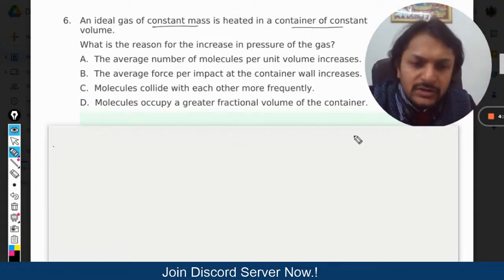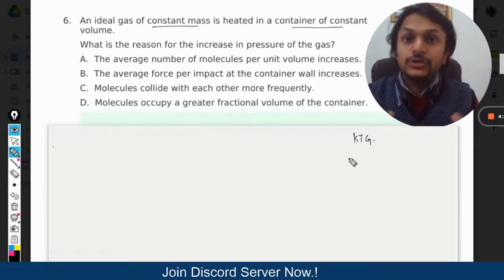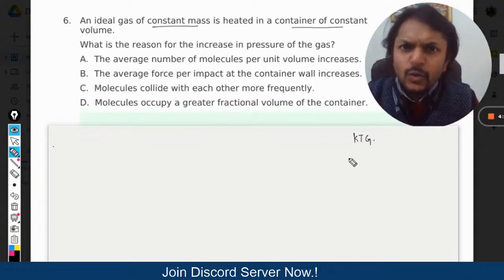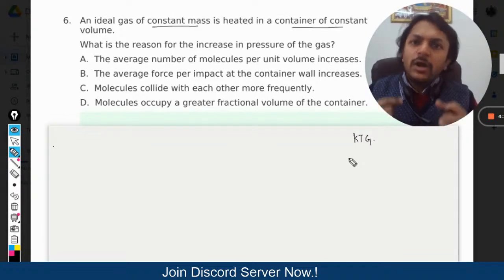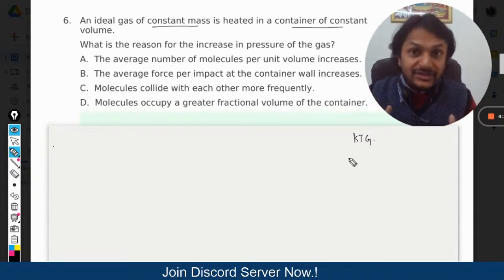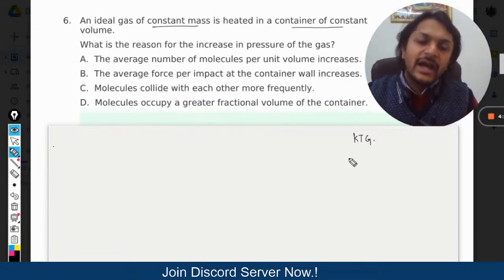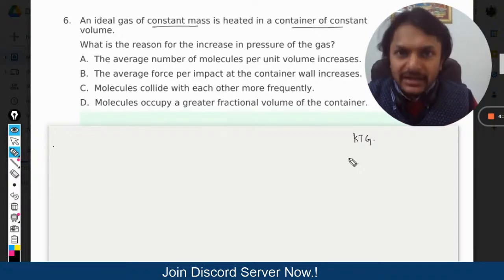Now, as we know from KTG, that is kinetic theory of gases, whenever we increase the temperature of a gas, what is happening to the molecules of the gas? The molecules of the gas have more velocity, they have more kinetic energy, and that is why they are moving at a faster pace now. They're moving at higher velocity. Obviously, they will end up having more momentum.